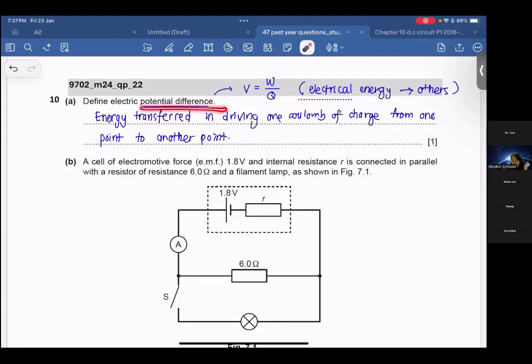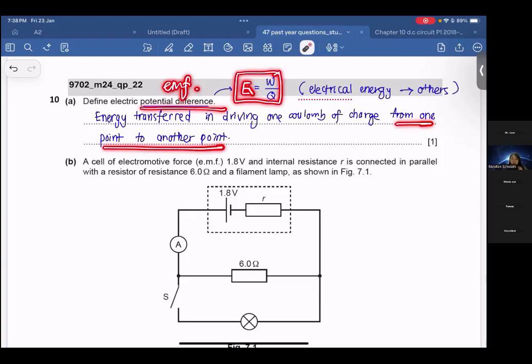If the question asks you to define the EMF, actually the formula is the same. But normally for EMF we give the symbol E, capital letter E. So how are we going to define this EMF? We say that it is the energy transfer in driving one coulomb of charge around a complete circuit. Can you see that the front part is the same, just the later part is different?